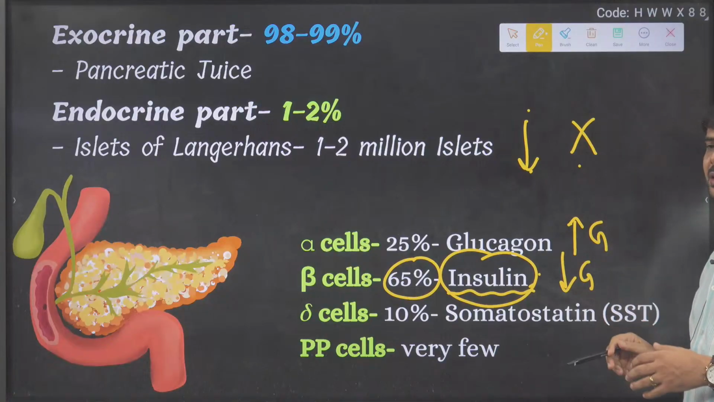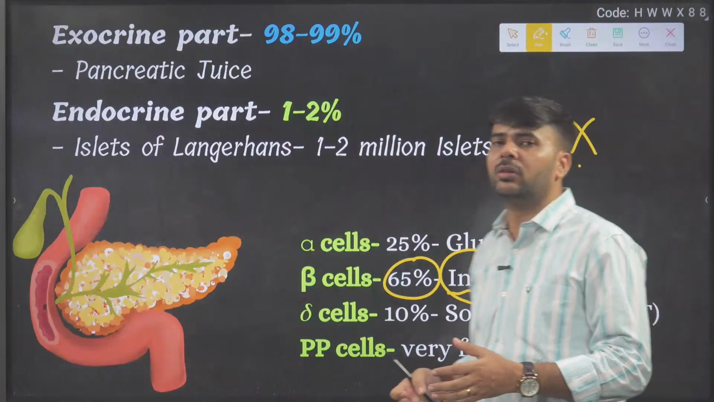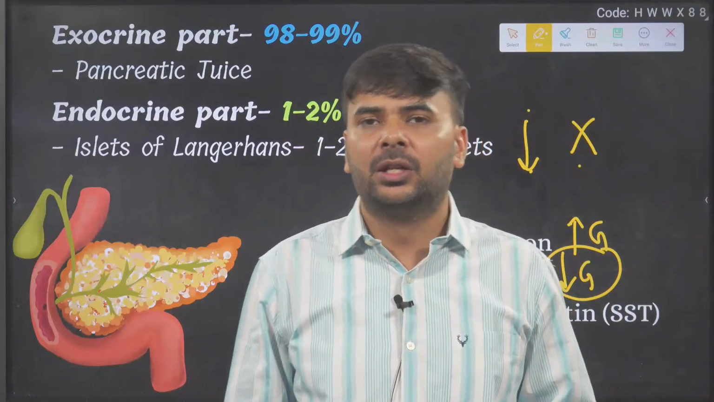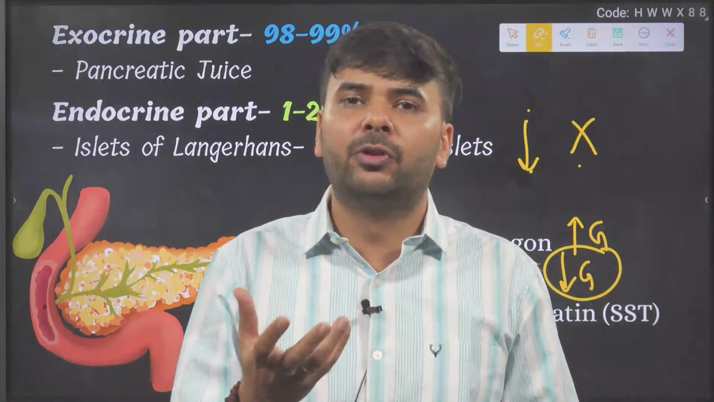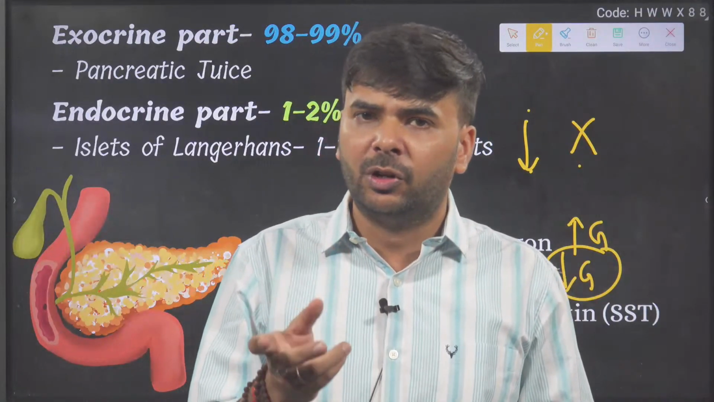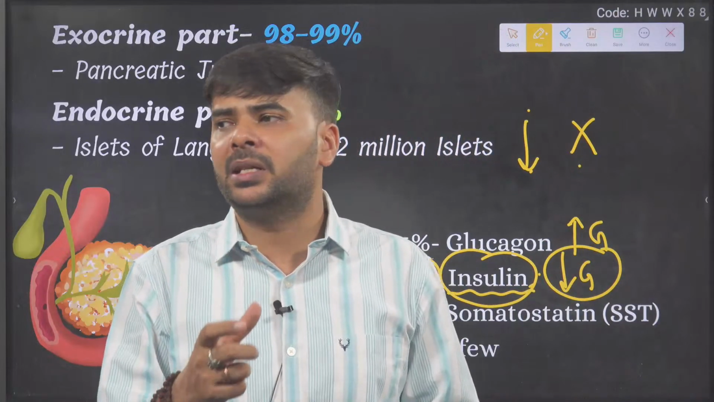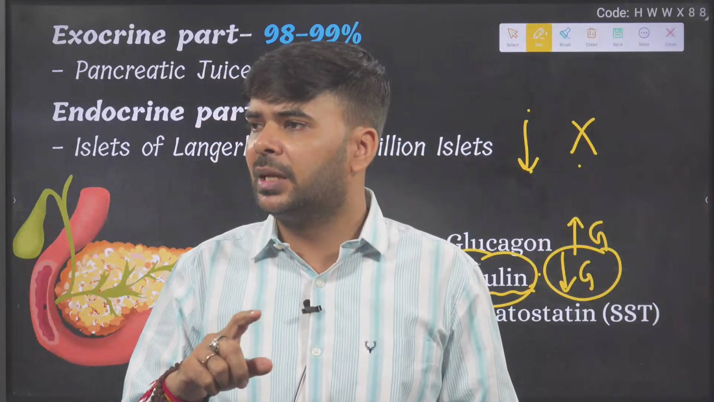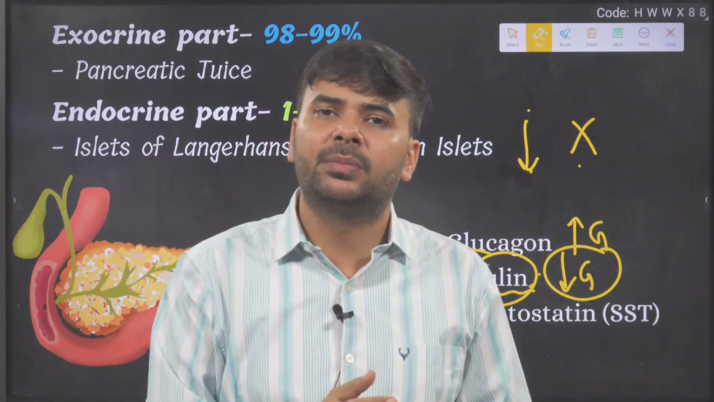In both cases, your blood glucose will not go down, it will be high. That condition is called diabetes mellitus. Not diabetes, diabetes mellitus. Diabetes means flow, and mellitus means sweet. Diabetes insipidus we'll discuss later; it is related to the ADH hormone. Leave it. Go to diabetes mellitus.